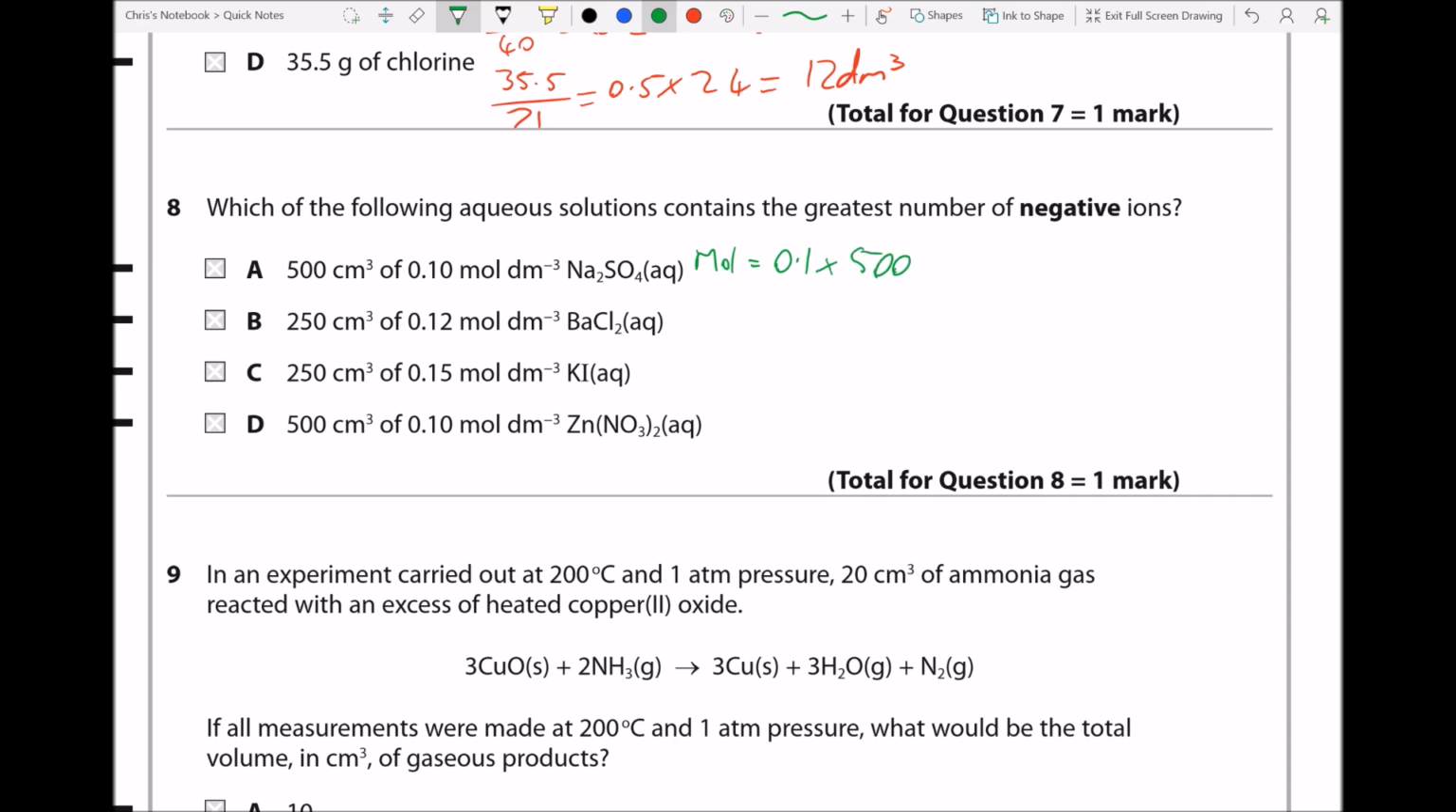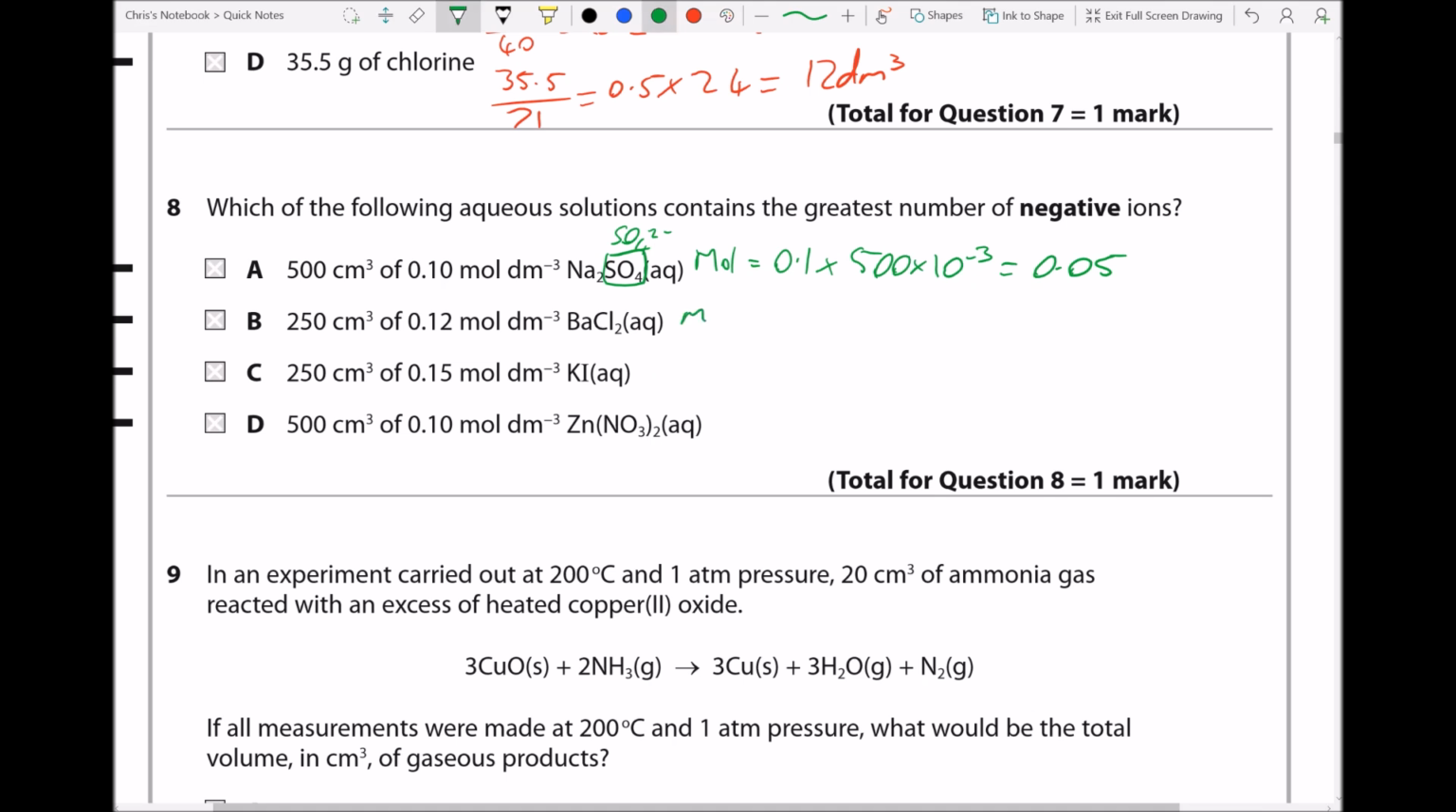Now, to make it easier, I'm just going to put times 10 to the minus 3, which means exactly the same thing as divide by 1,000, which gets you into decimeters cubed. So this one should give us the number of moles of 0.05. Now, you can see that this is the number of moles of the full molecule, but we only have one negative ion in there, which is the sulfate. Sulfate is SO4 2-. So the number of moles equals the number of moles of sulfate as well. Okay, let's look at the next one.